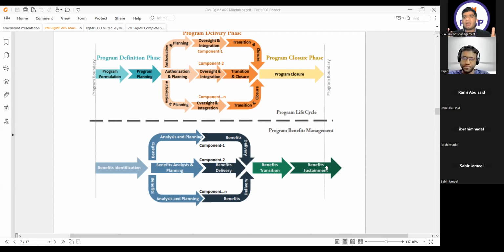Minimum 2 to 3 confusing questions will come from this topic. Clear? Sabir Sahib, is it clear to you? Yes, quite clear. Okay.